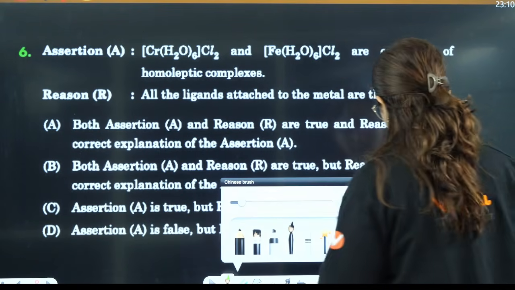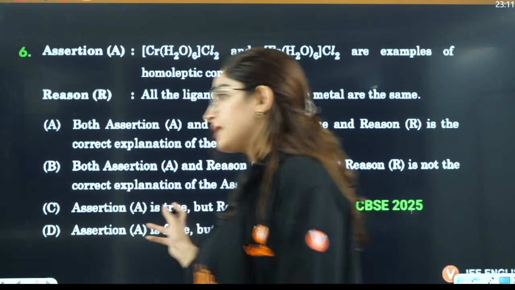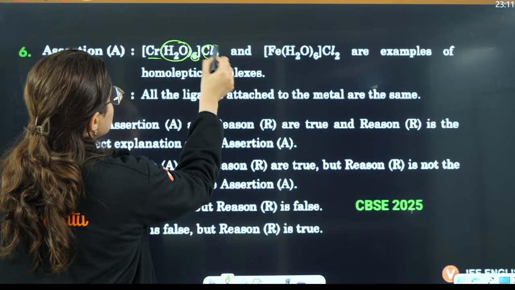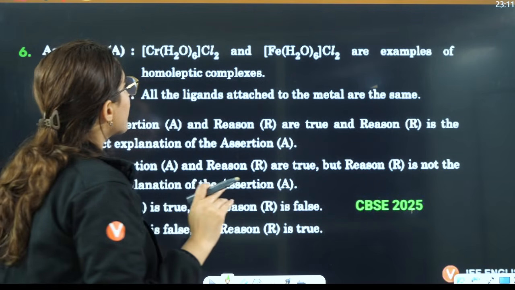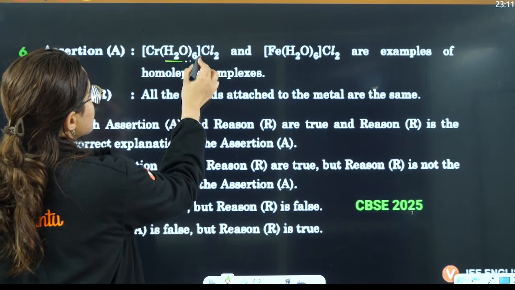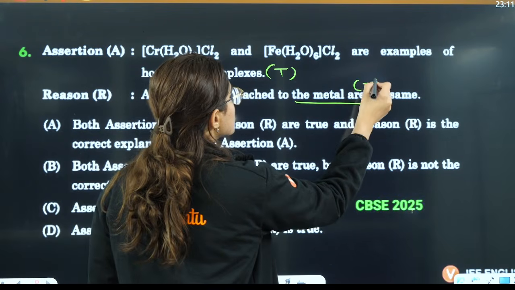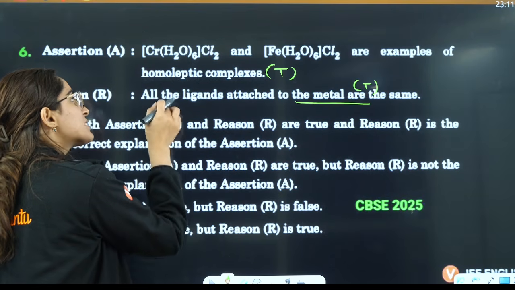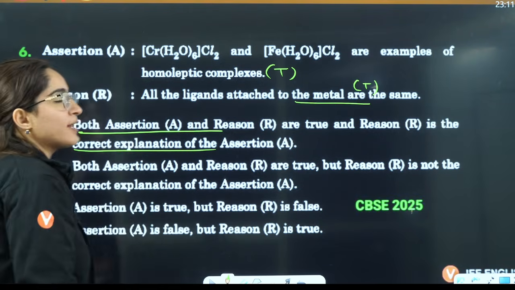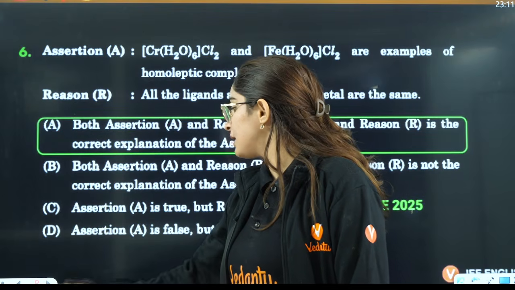Now let's see 2025 assertion reasoning question. That says which thing? Let's talk about that. It says Cr(H2O)6 Cl2, and these are examples of homoleptic complexes. So homoleptic means which has same ligand. So they have same ligands, so it is true. All the ligands attached to the metal are same, that is also true. Because all the ligands attached to metal are same, that is why they are homoleptic, so it is explaining it. So answer is both are true, and that is a correct explanation of assertion. Right? Okay. Clear everybody? Now let's talk about the next one.